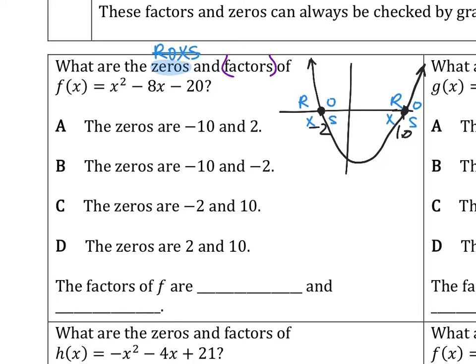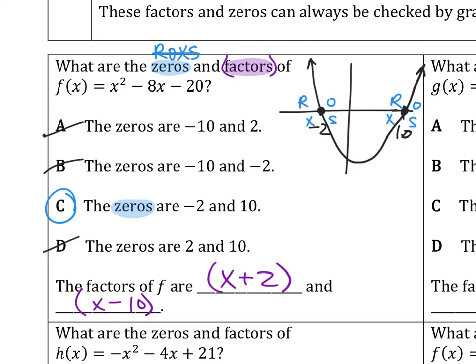A. C. Wait, the ones are opposite. C. The zeros, remember, are exactly what you see there. The factors are the opposites. The opposite is whenever you put it into factor. So the factors, which is the parenthesis part, is x plus 2 and x minus 10. The factors are the opposites. The roots are exactly what you see. Yes?